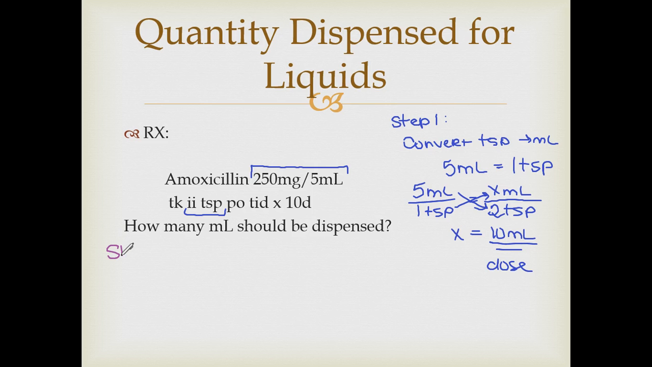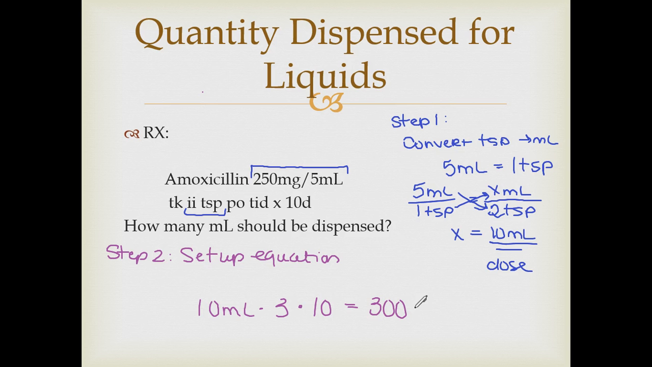Step 2, I'm going to go ahead and solve. I'm going to set up my equation. So I have my dose of 10 mLs times my frequency of 3 times a day for 10 days. So 10 times 3 is 30 times 10. I'm going to go ahead and dispense 300 mLs for this specific prescription.